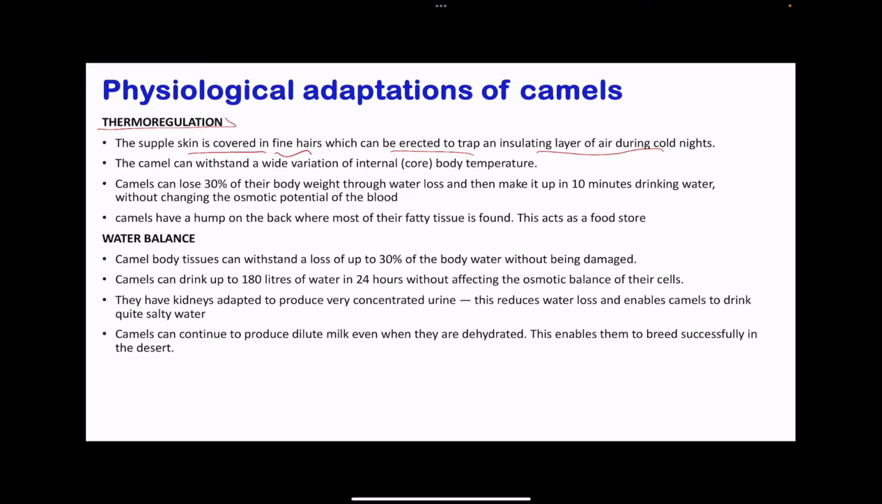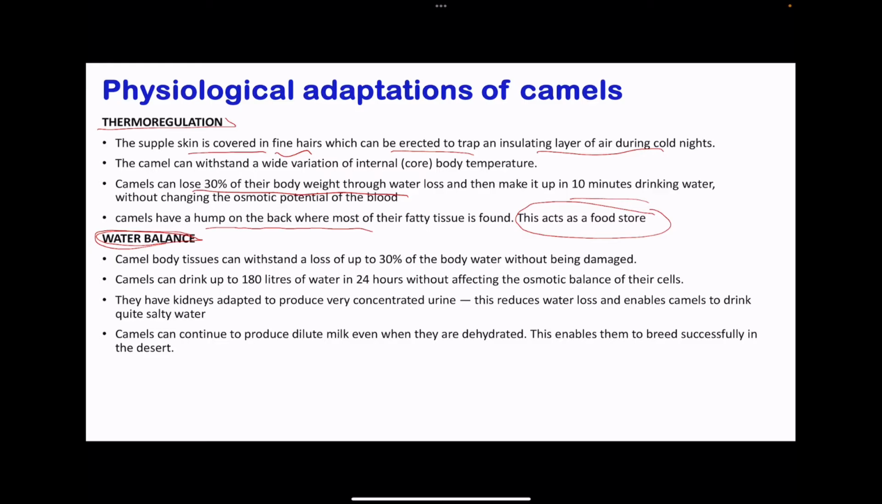Camels can withstand wide variation of internal core body temperature, and camels can lose 30% of their body weight through water loss and make it up in 10 minutes when they're drinking water. They also have a hump where most of their fat is going to be found, and this is going to be a food reservoir. Of course, fat can be respired in order to produce ATP.